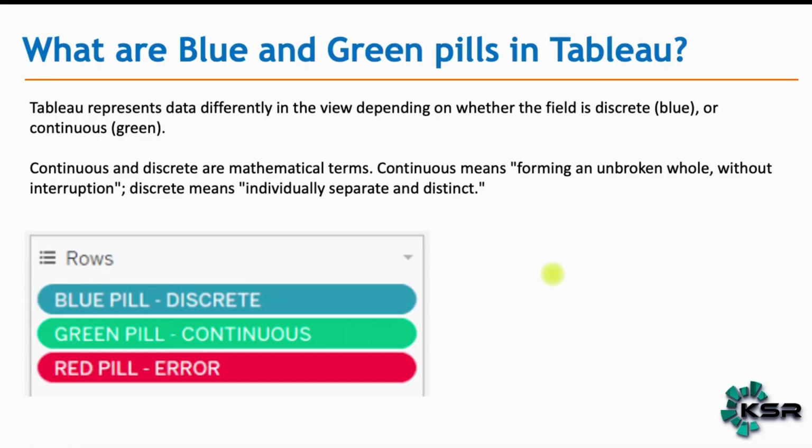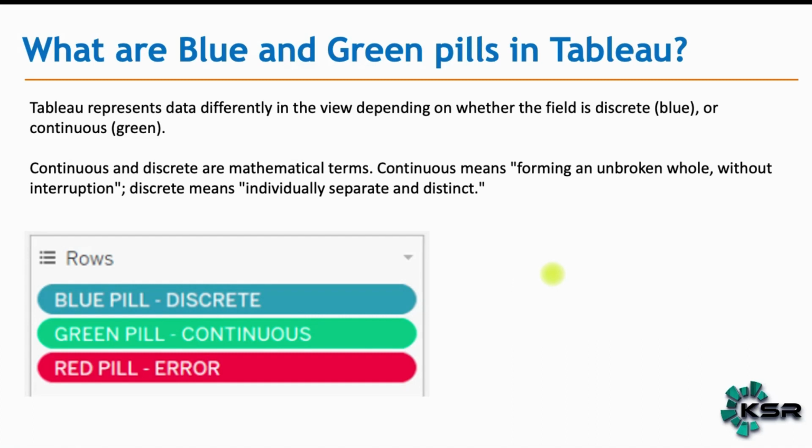So the next question is, what are blue and green pills in Tableau? Now Tableau represents data differently in the view depending on whether the field is discrete, which normally will show in blue color, right? Or continuous, which would be green in color. Now continuous and discrete are nothing but mathematical terms. And as the name implies, continuous means forming an unbroken whole without interruption. So it will go on and on, right? But when you say discrete, it means individually separate and distinct.